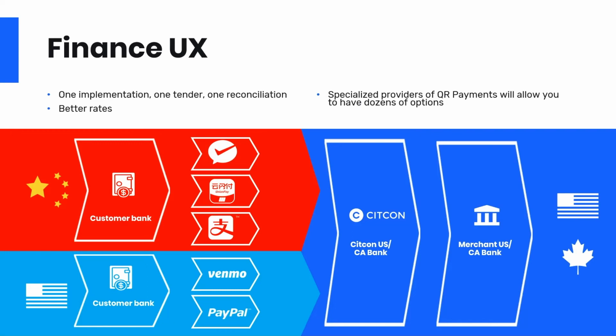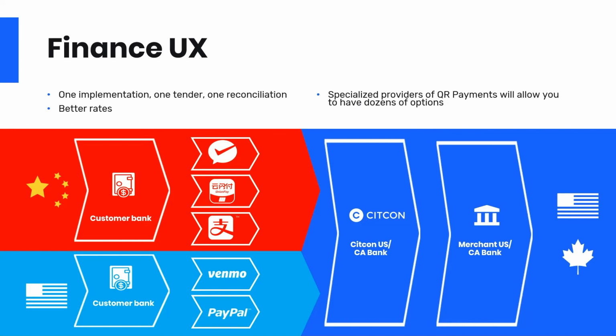Basically, one tender, one reconciliation, one settlement. On the fees, something that merchants don't realize is that by combining multiple wallets, they can get better rates on them. For instance, at Citcon, we do not charge any fee for Venmo PayPal. That means you can get your funds from PayPal or from Citcon, you would pay the same transaction fees.